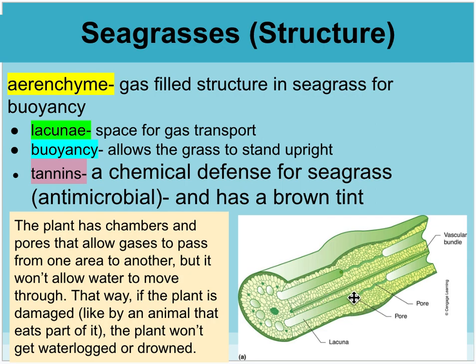And you'll see that it's actually separated. The lacuna are separated in these pockets that are joined together by these pores. And that becomes really important. These also not only help them exchange gases, but help them to stay buoyant so they stand upright. Additionally, seagrasses accumulate tannins that give them a brown tint, and it's also antimicrobial. Okay, back to these aerenchyme.